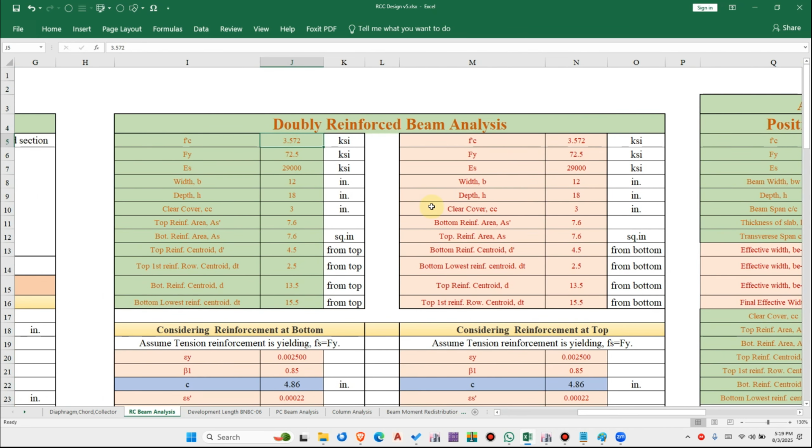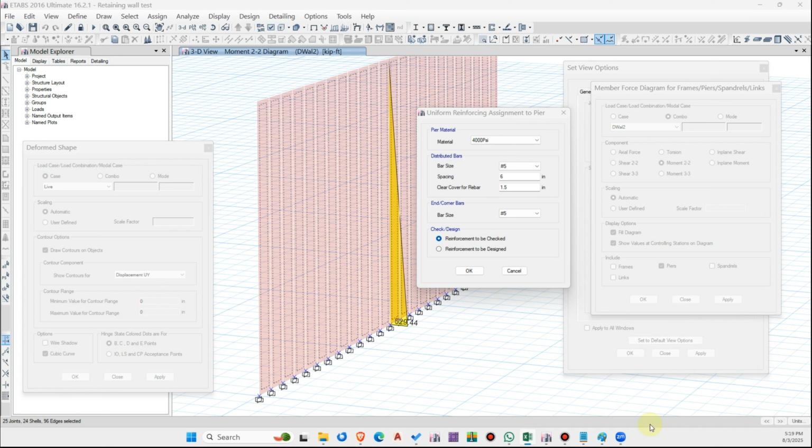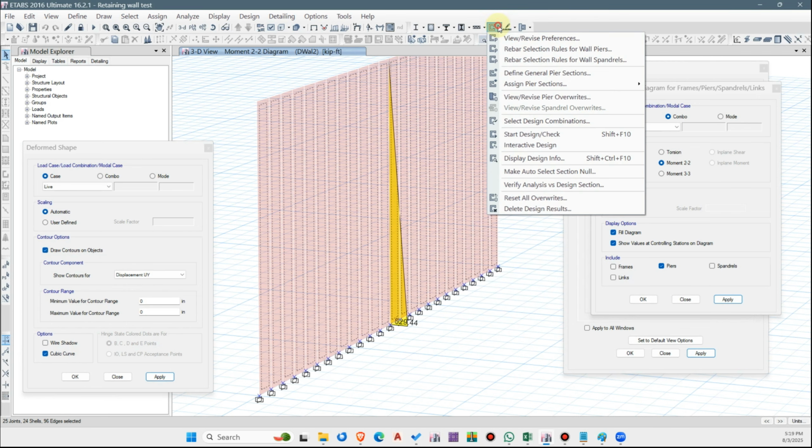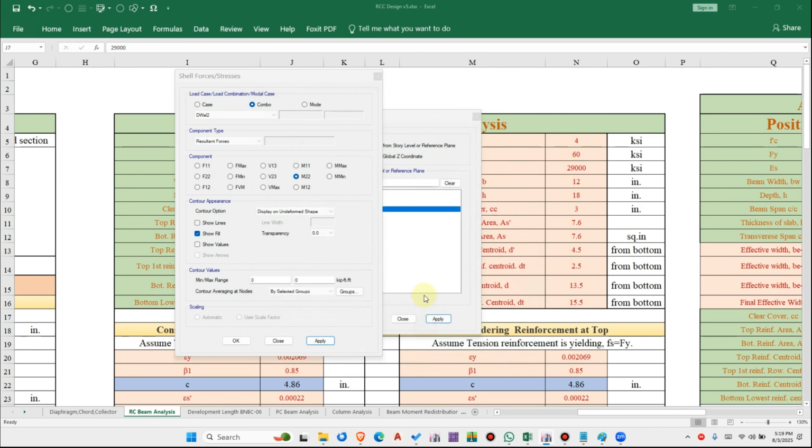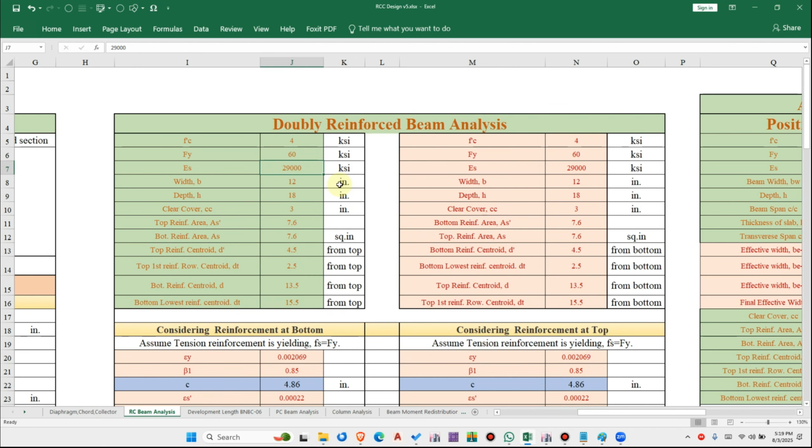So let's insert the data here: f'c is 4 ksi, and fy is 60 ksi. How can we show that fy is 60 ksi? We can find the rebar grade from here. You can see that the rebar material is A615 Grade 60, which is specified, so it indicates that it is a grade 60 rebar. The modulus of elasticity of 29,000 ksi is known to us. Width is 12. Actually, we are dealing with the whole length of the wall, which is 24 feet. 24 times 12 is 288 inches. Depth of the wall or the section is 15 inches.